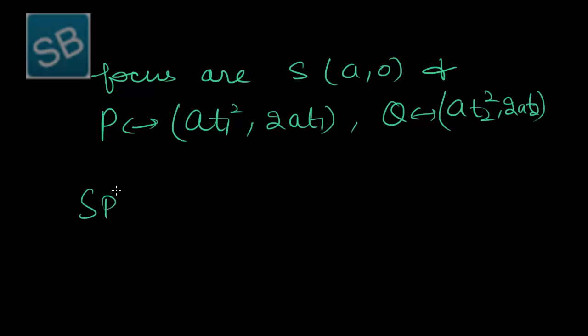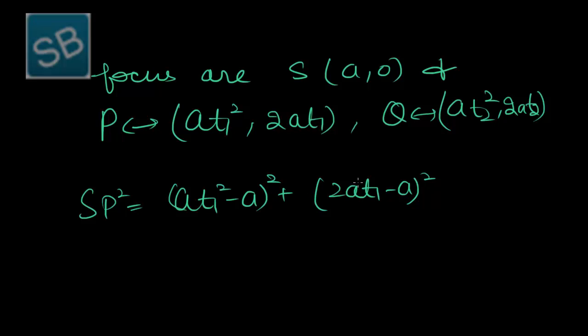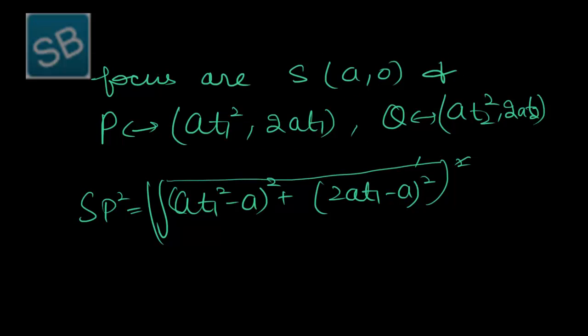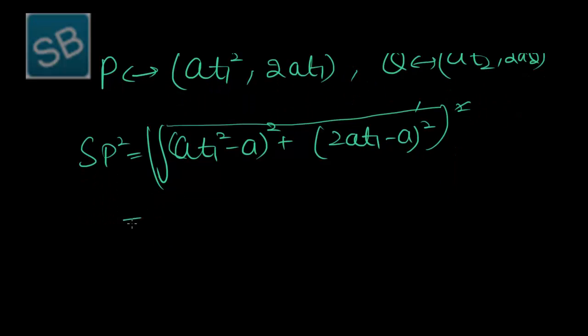So we will take SP square. So distance between S and P, by using distance formula, we get at1 square minus a whole square plus 2at1 minus 0 whole square, as under root is cancelled out by this square. Here it should be 0 because coordinate of focus is a comma 0.